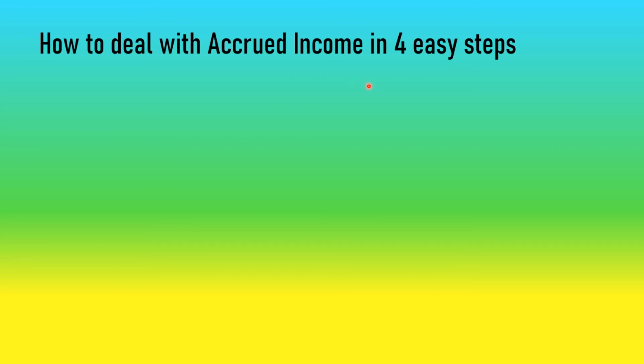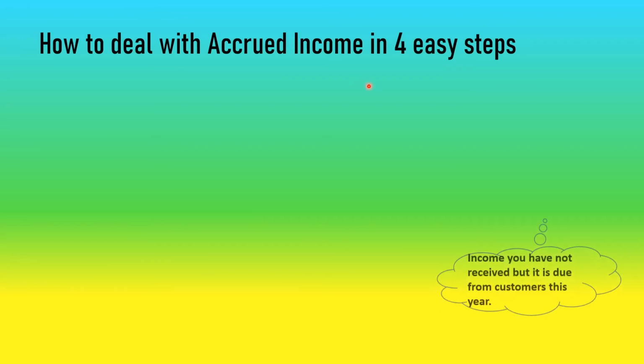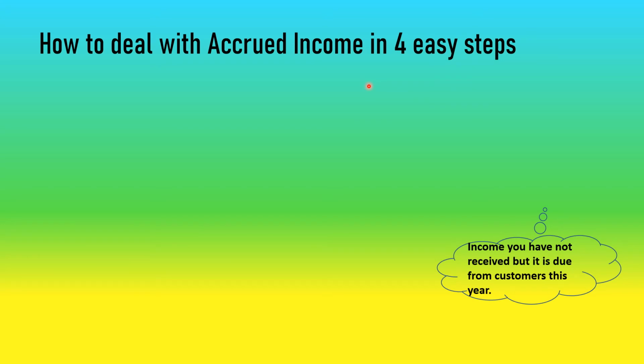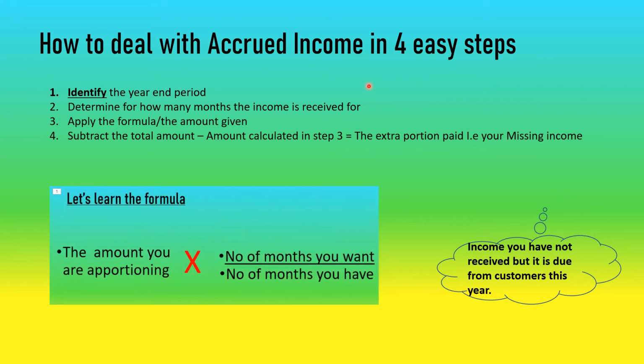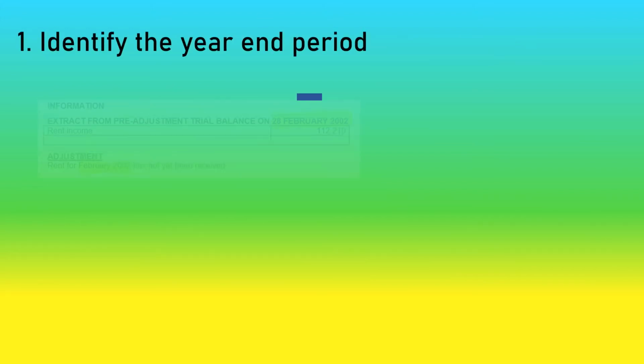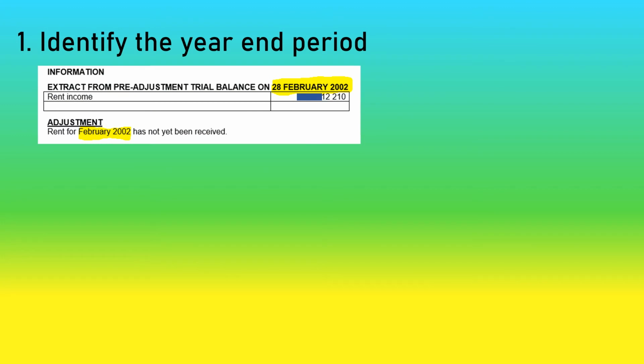Alright, we're now going to do the same thing with accrued income. Accrued income is income you have not received, but it is due from customer for this year. We use the same 4 steps to be able to calculate what your accrued income portion is. Let us now apply the steps that we've just spoken about. Number 1, identify the year-end period.